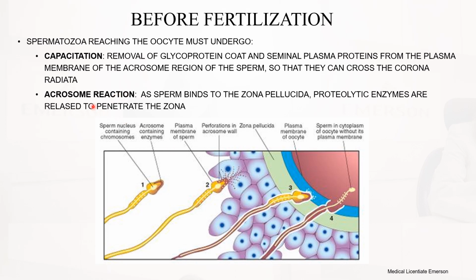It's called the acrosome reaction. As the sperm binds to the zona pellucida, proteolytic enzymes are released to penetrate the zona pellucida. So in short, as the sperm binds the zona pellucida, proteolytic enzymes are actually released to penetrate the zona pellucida. That's what we are saying here.